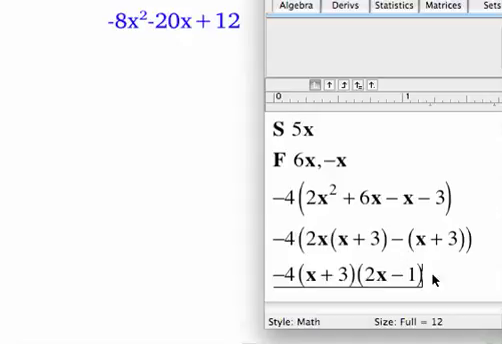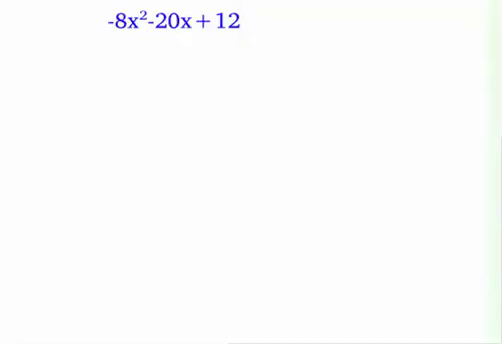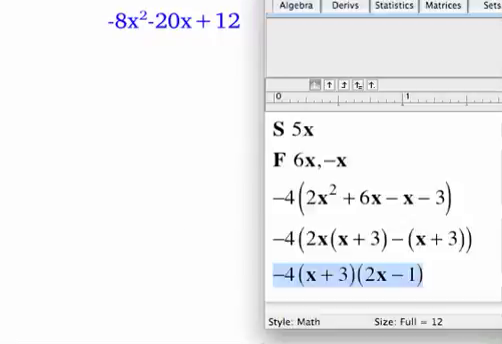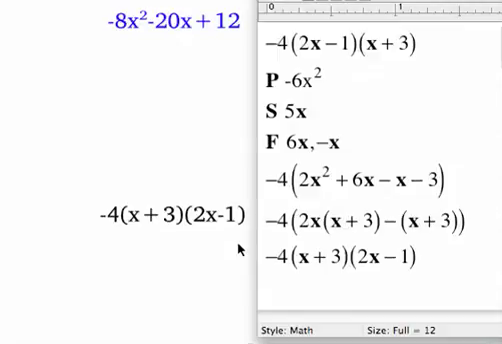Let me write that down there. So negative 4, x plus 3, 2x minus 1. I've typed it in, and I've stretched this window so you can see that what I got with the trial and error is the same as what I got with the PSF. And that's it. You can see that the trial and error took a whole lot less time than the PSF.